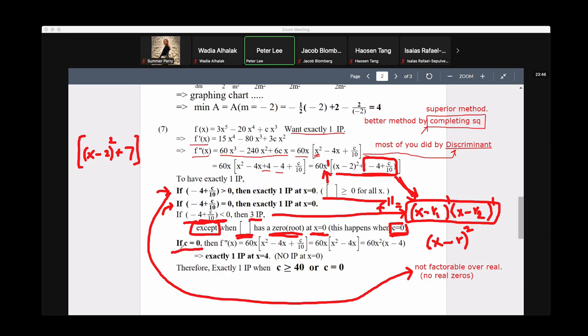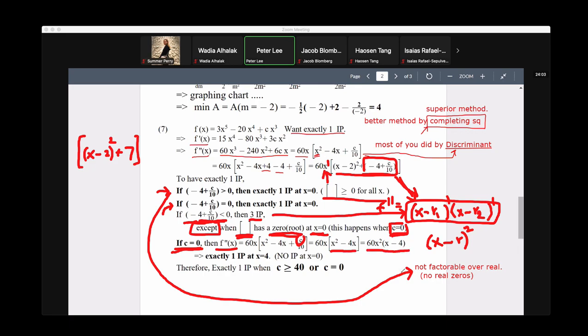So we can actually get this guy. Don't guess too many things. If c equals 0, let's see what we get. If c equals 0, then f double prime is this, and then the c is 0. So now this c becomes 0, and so we get this, and then we get this guy right here.